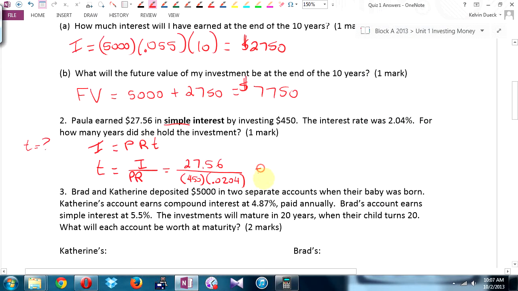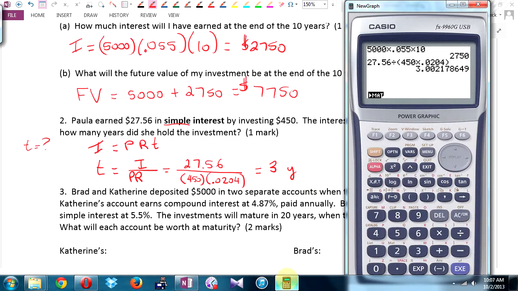Anyways, 3 years. If you said 3.0 or 3.002, or if you were a glutton for punishment, you said it was 3.002178649, I'm not going to freak out.